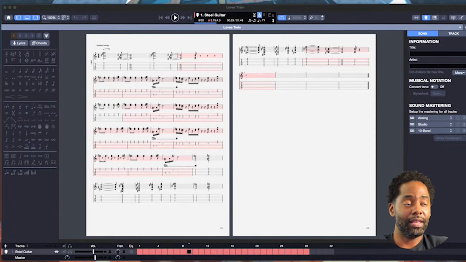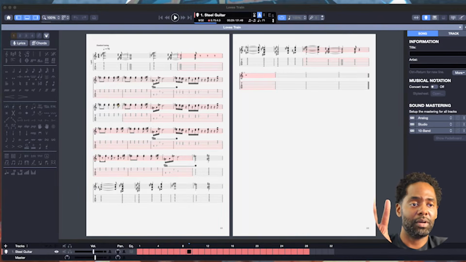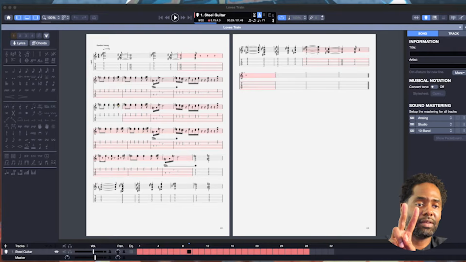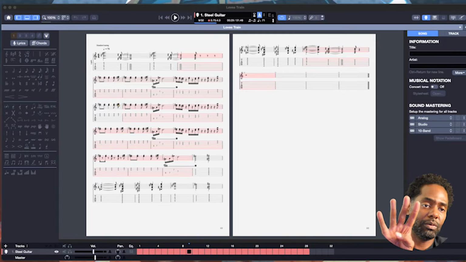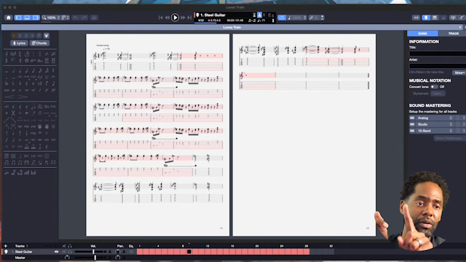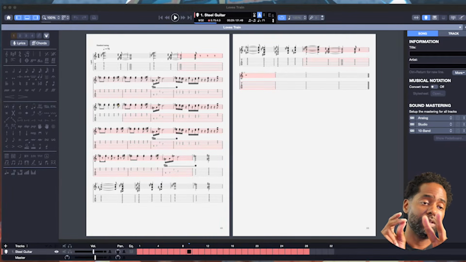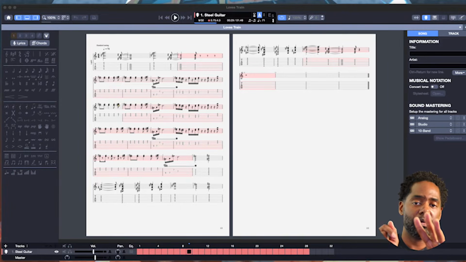So in 8/4, the way you count that is 1, 2, 3, 4, 5, 6, 7, 8, repeated. But here I notated it as 1, 2, 3, 4. The proper way to count it is 1, 2, 3, 4, 2, 2, 3, 4, 3, 2, 3, 4, 4, 2, 3, 4.